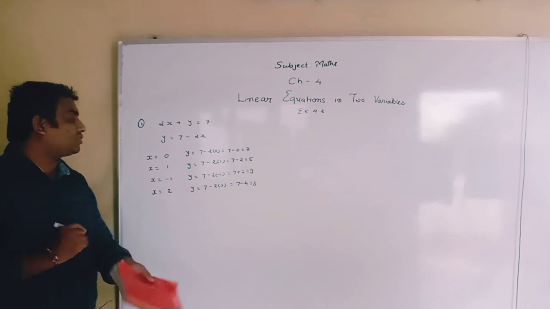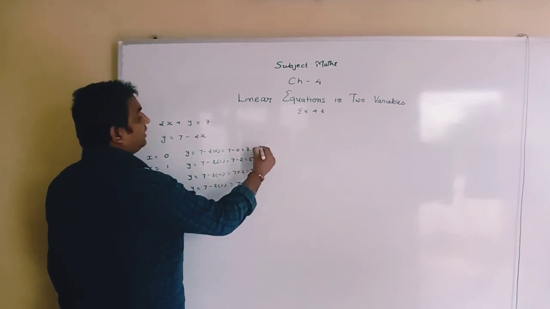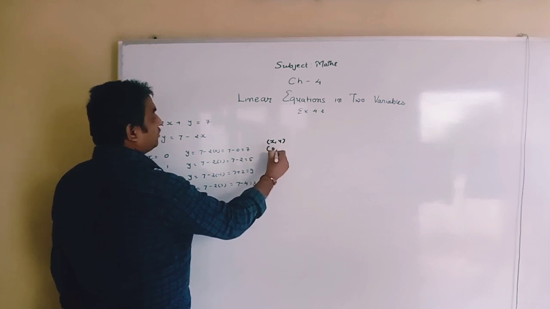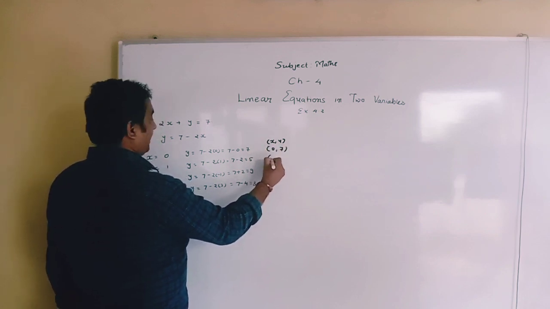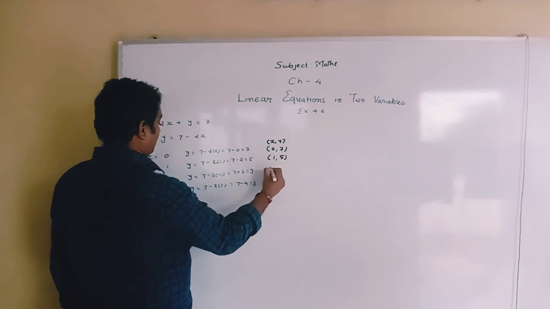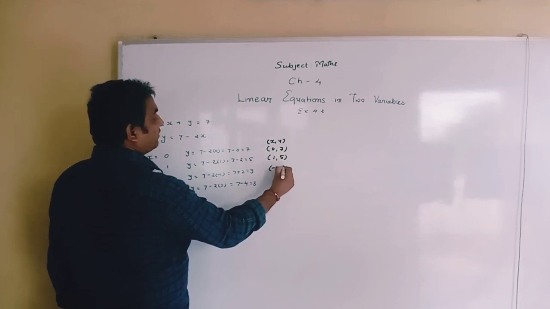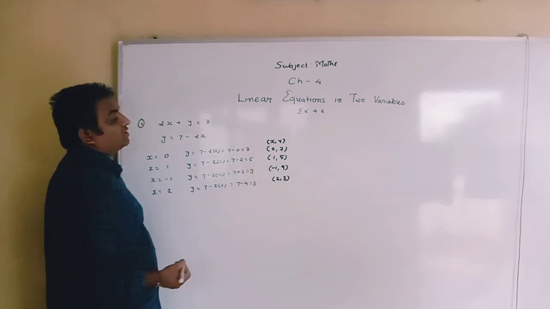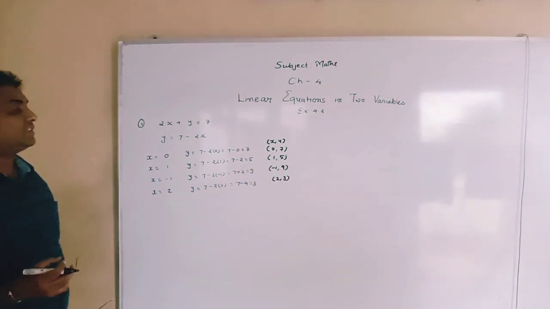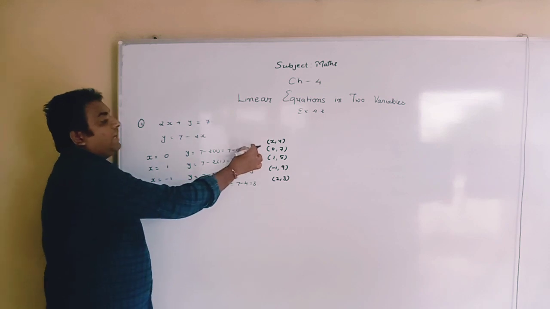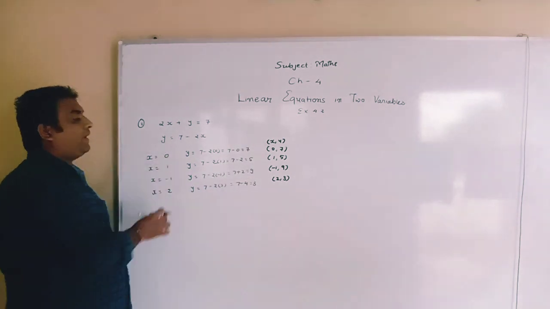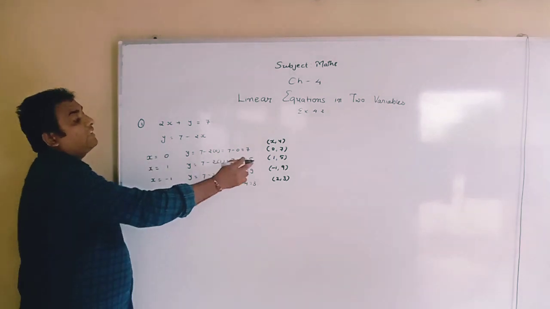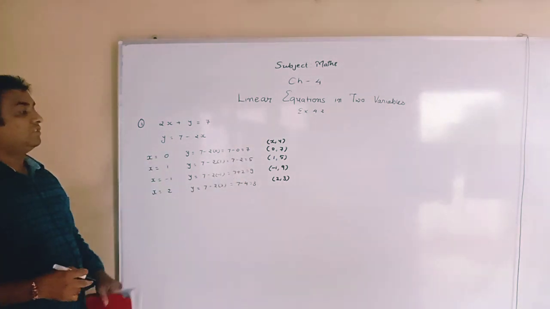And so the four solutions we can write in the ordered pair (x, y) format: x is 0, y is 7; x is 1, y is 5; x is minus 1, y is 9; x is 2, y is 3. So for the four solutions, dear students, here the y answer depends on the value of x. So if you select other values than these, then you can get different answers also.